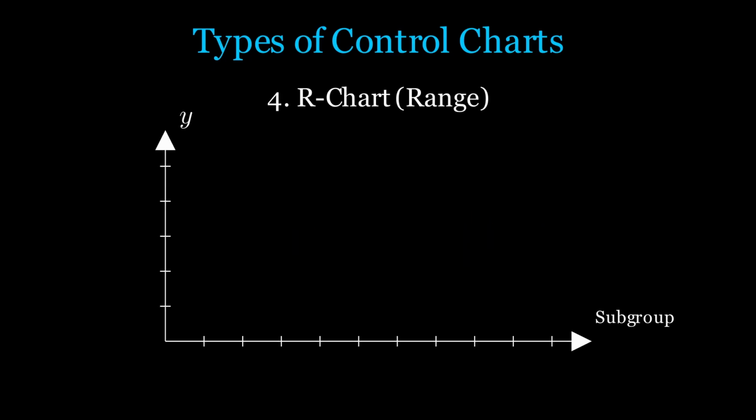The R chart tracks variability by plotting the range. For each subgroup, we look at the difference between the maximum and minimum values. We take that specific distance and plot it as a single data point. Similar to the X-bar chart, the x-axis is no longer the time index, but the subgroup.